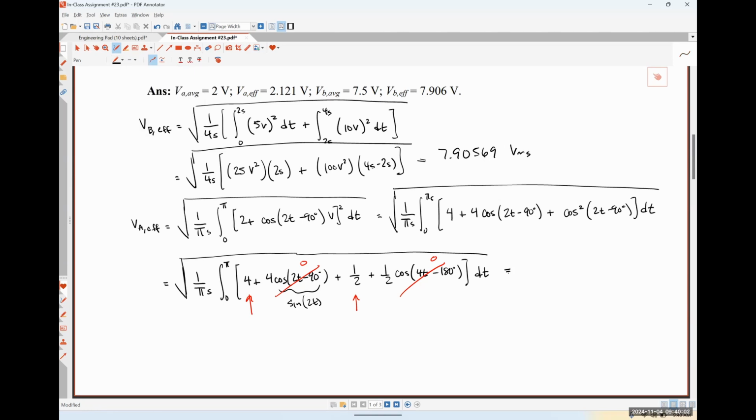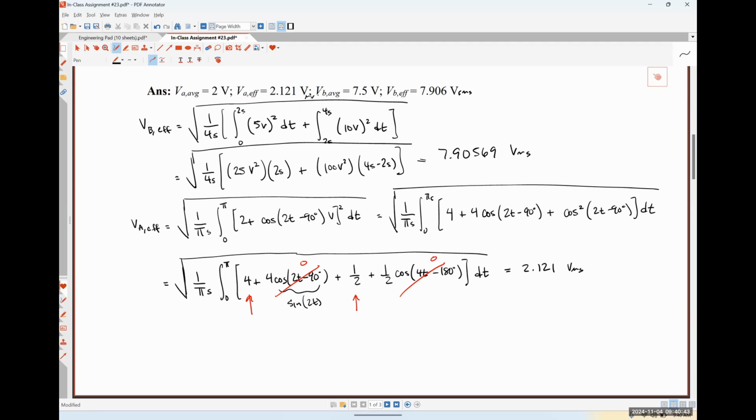So this is going to be the square root of 1 over pi times pi times 4.5. 2.121 volts RMS. I apologize for not having units of volts RMS here for the effective values. I definitely should have. But anyway.